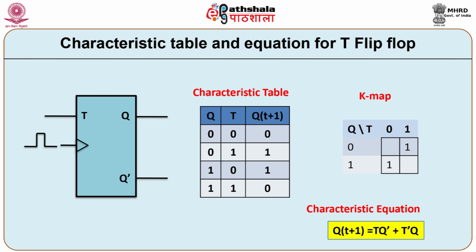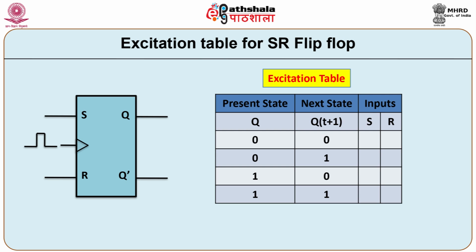The characteristics table is useful during the analysis of the sequential circuit when the values of the flip flop inputs are known. It is necessary to find out the value of the next state of the flip flop. The K maps are used to derive the characteristics equation from the characteristics table. During the design process, one of the important tasks is to find out the flip flop input conditions when the present state and the next states are known. For this reason, excitation table is introduced to know the flip flop excitation inputs from the given states.